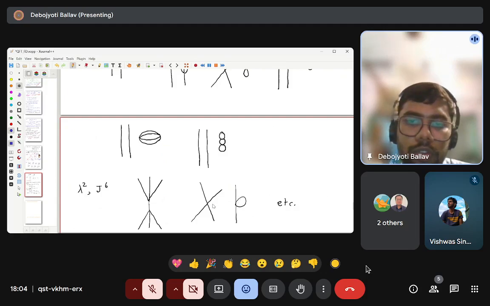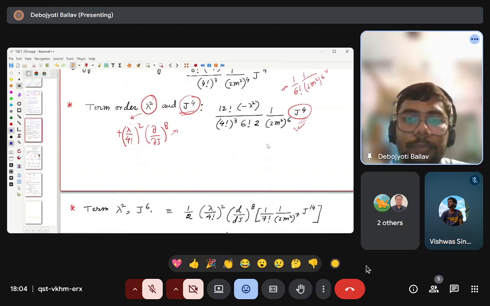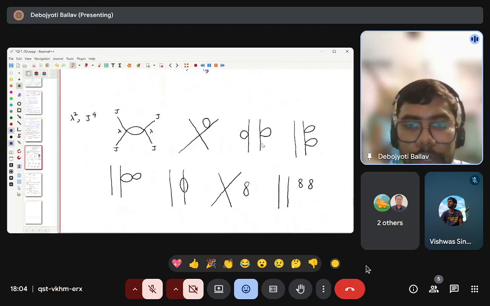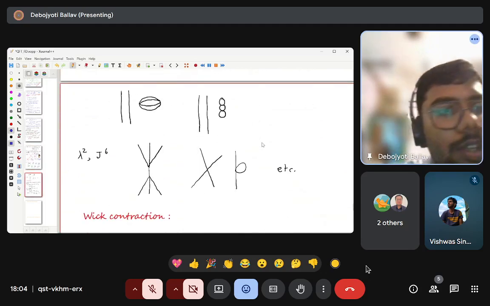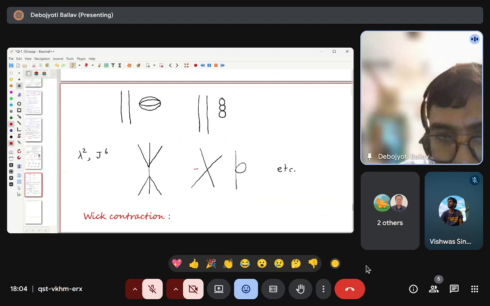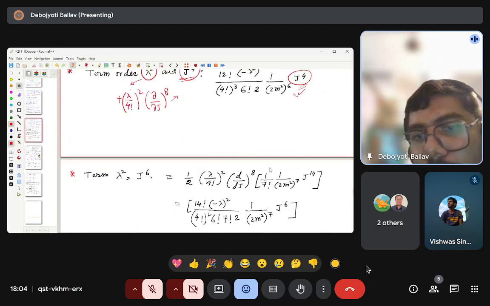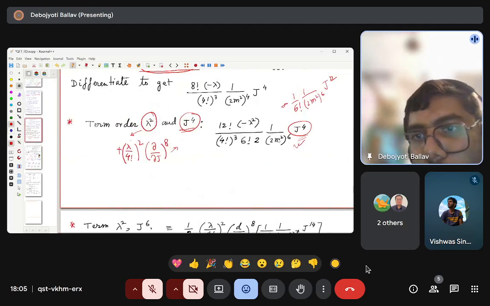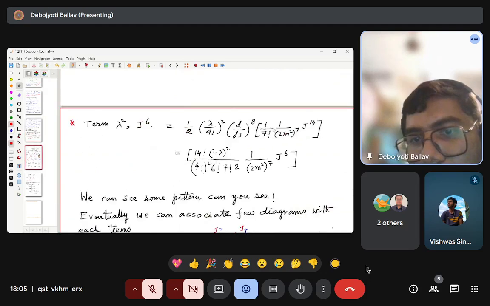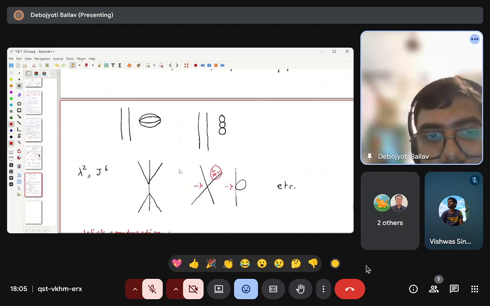So this is the two vertices, 1 and 2, and all the external points are associated, and for each line you have to associate a 1 by m square factor. For each vertex you will associate a minus lambda factor, so that's why it is a lambda square order correction. So each vertex has a minus lambda factor, each line has a 1 by m square factor, so that will give you 1 by m square to the sixth, which you get here, 1 by m square to the sixth. That comes from this lambda square correction.